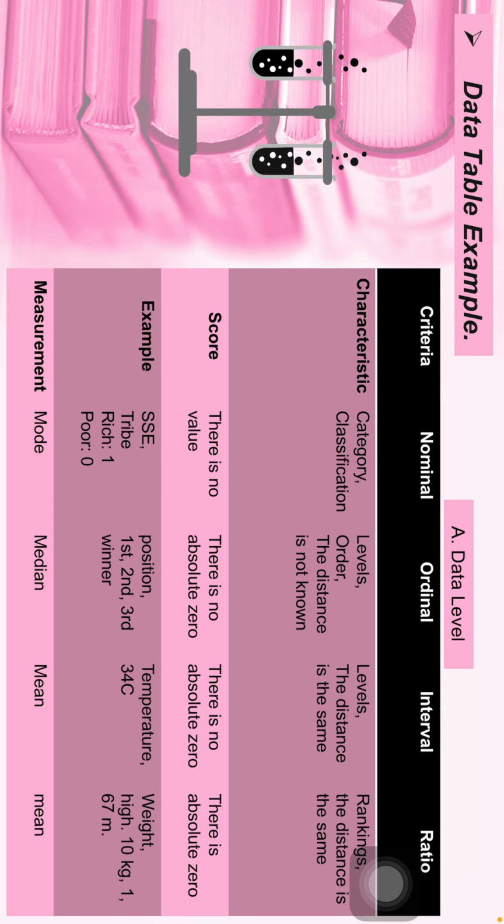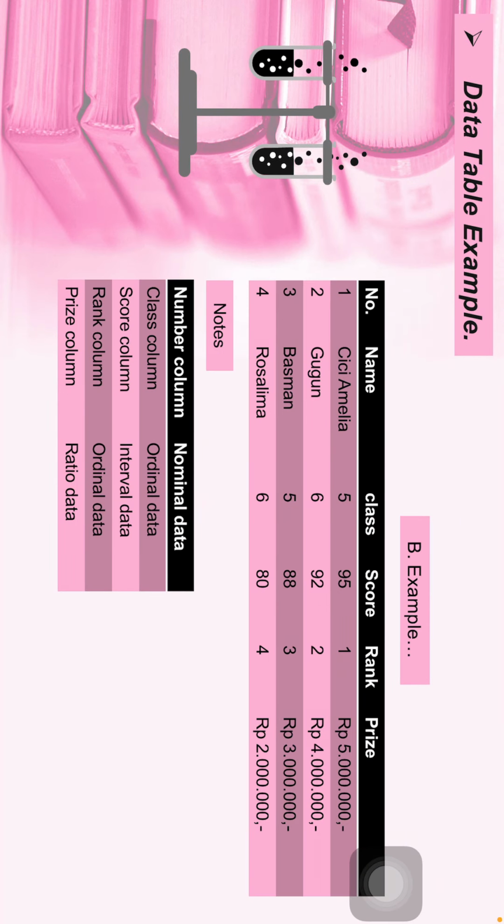And the last one is the ratio variables. The characteristic is by using rankings. The distance is the same. And there is an absolute 0. The example is weight and height, for example 10 kilograms and 1.67 meters, and the measurement is by using mean. Okay, go on to the next slide.